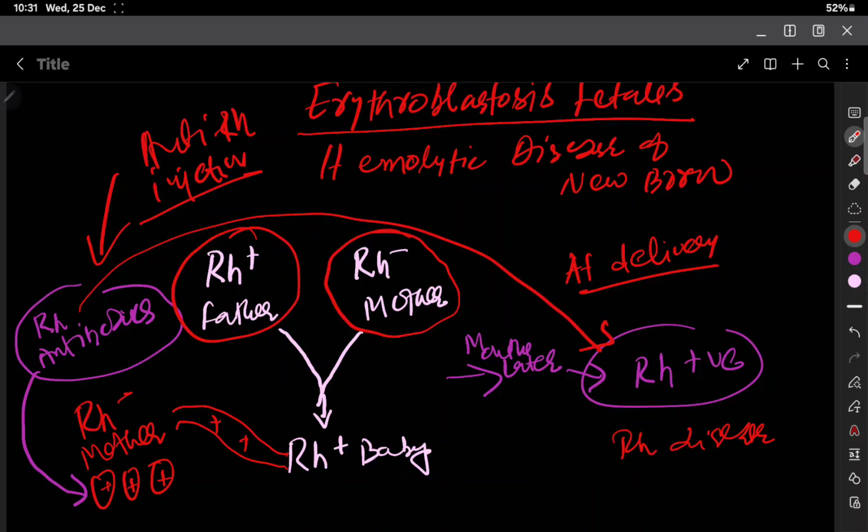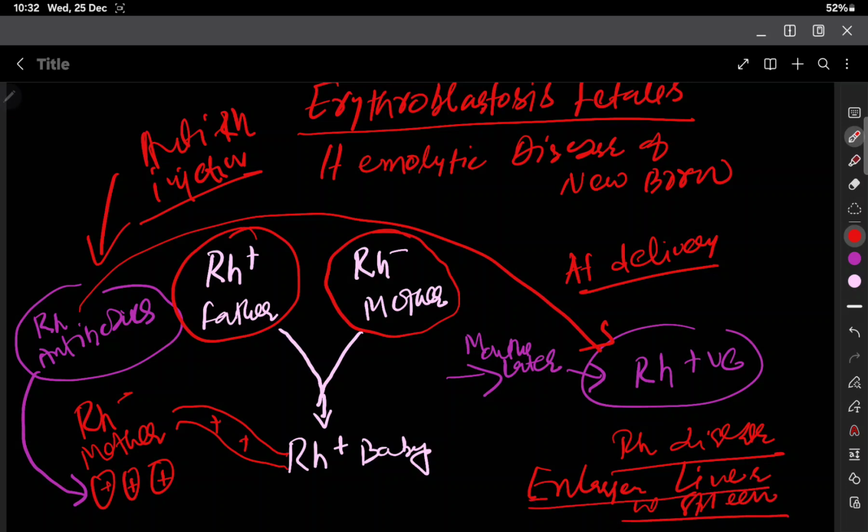Symptoms which occur in the fetus are generally these. In Rh disease, the first symptom is enlarged liver and spleen. You can see this through ultrasound. There will be enlargement of the liver and enlargement of the spleen. This was for the fetus.